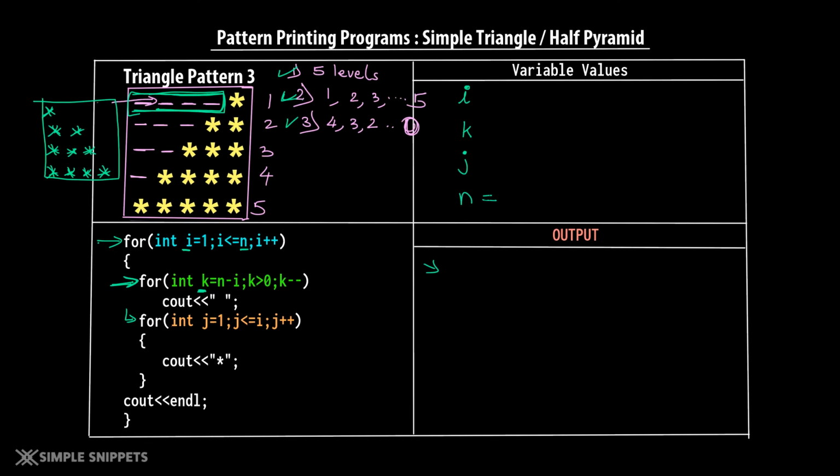N, which is constant, is going to be 5 over here. We are assuming it to be 5. It can be anything. You can take it from the user. But just for this case, we are taking n as 5, so it will not change. The i, j and k values are going to change in this for loop as the loops progress, so we will keep track of it, and then we will also see the output.